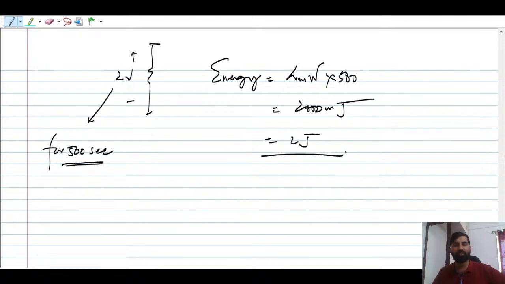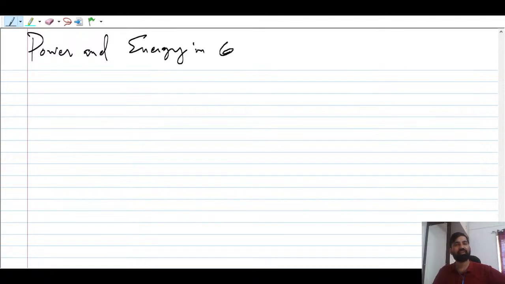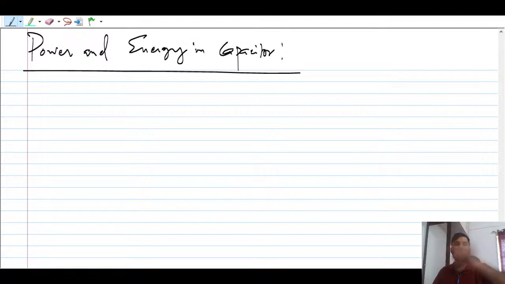But now let us talk about power and energy in the capacitor. That is very important. Finding energy in the capacitor, like when an RC circuit is given, they will always ask for power and energy at steady state or something, so you can directly find the energy and all.